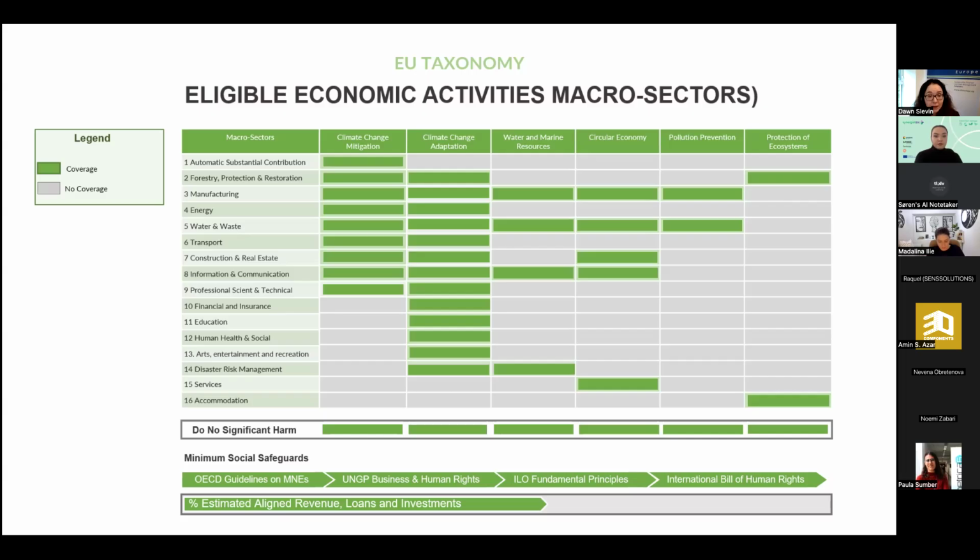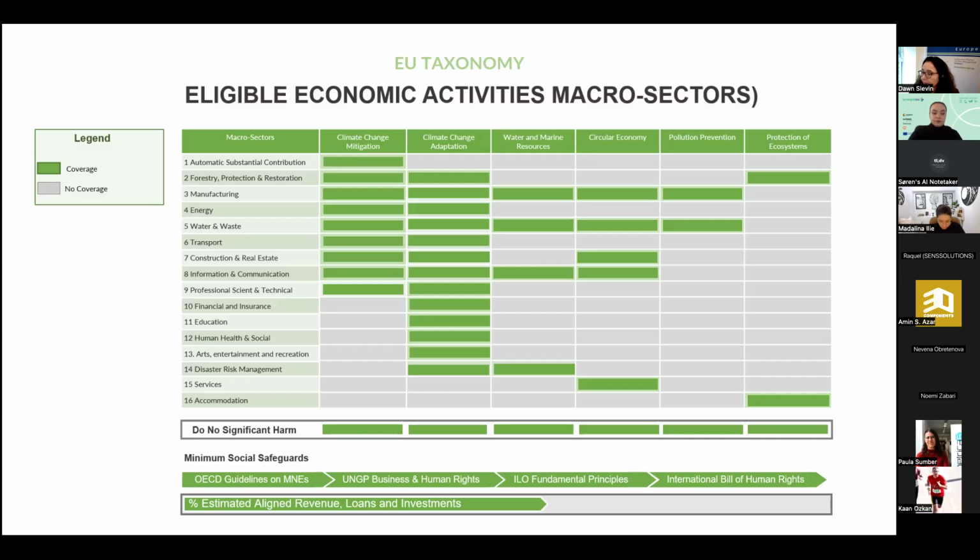There could be many sectors and subsectors across these macro sectors that a company, depending on their business model, could substantially contribute to. And number 1 up there is automatic substantial contribution. This refers to renewable energy such as solar and wind, which have no substantial contribution technical screening criteria because they automatically substantially contribute. But they would have to adhere to the do no significant harm and the minimum safeguards. And so this gives you a good picture of how much of the economy is covered at the present time by the EU taxonomy.